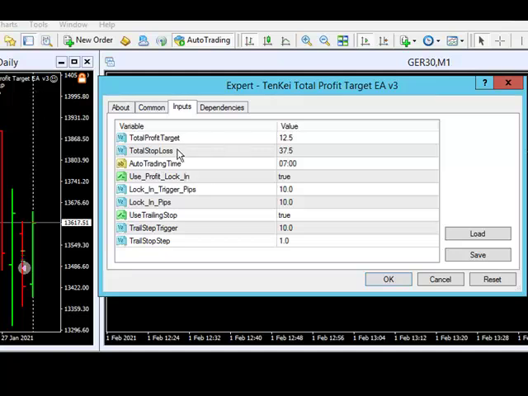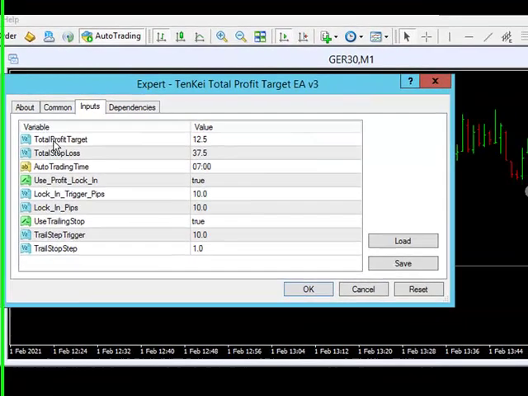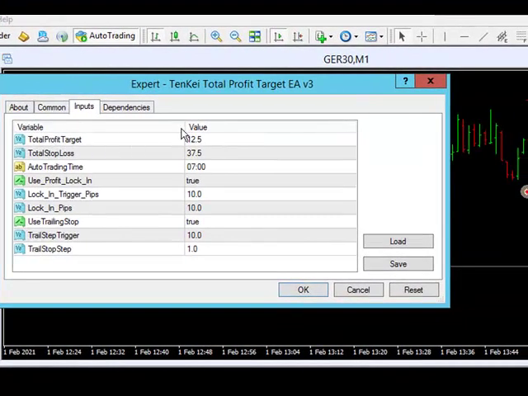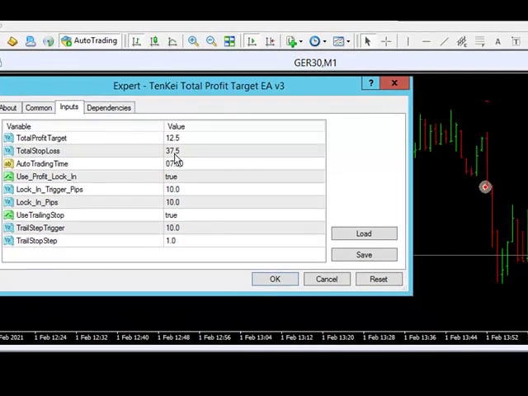Okay, so far we've covered what the total profit target is, which is the total target you're looking for in your trades for the day, and the total stop loss, which is the total stop loss that you would expect to get in your trades for that day. We're going to stop there, bite-sized pieces. We're going to cover the auto trading time.